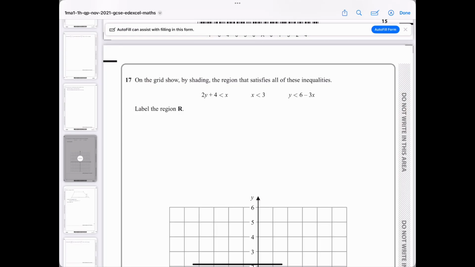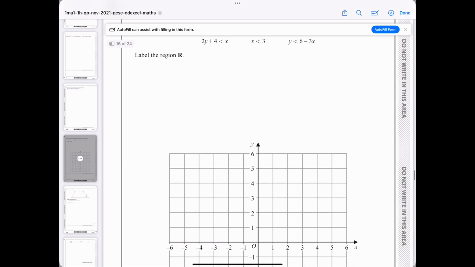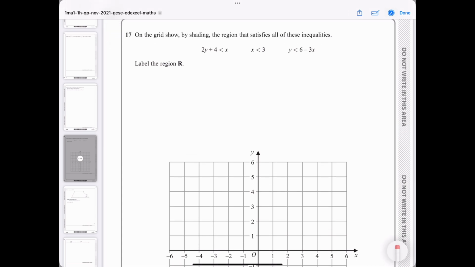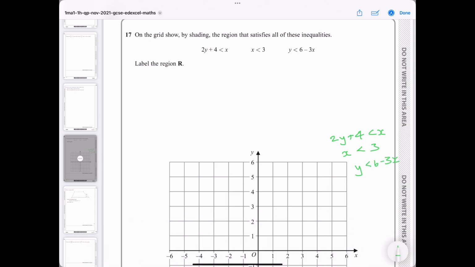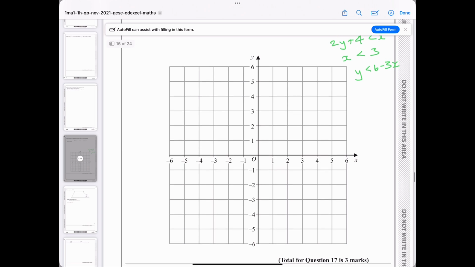I'm now doing a GCSE paper from 2021, and in order to do this properly, I'm going to have to write what these inequalities are down here. So we've got 2y plus 4 is less than x, x is smaller than 3, and y is smaller than 6 minus 3x. Right, now we can go up and actually put these on.